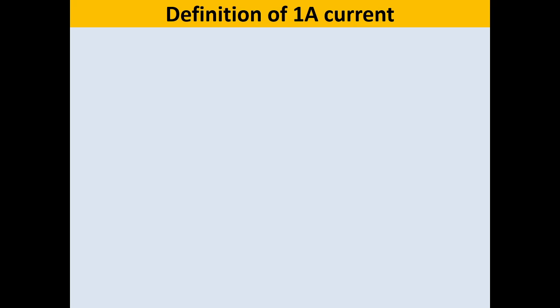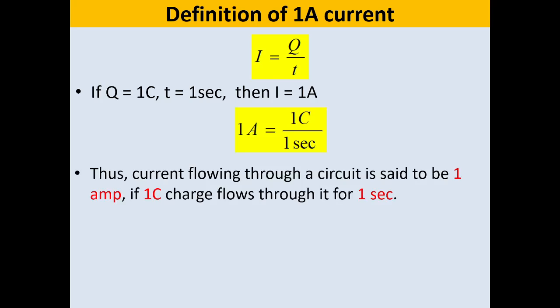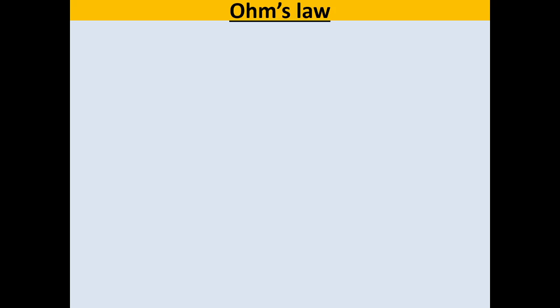So let us have the definition of 1 ampere current from the basic definition of current. We have current I = Q/T. If Q, that is charge, is taken as 1 coulomb and time is taken as 1 second, then current I is equal to 1 ampere. That is, 1 ampere is equal to 1 coulomb upon 1 second. So we define current flowing through a circuit to be 1 ampere if 1 coulomb of charge flows through it for 1 second.